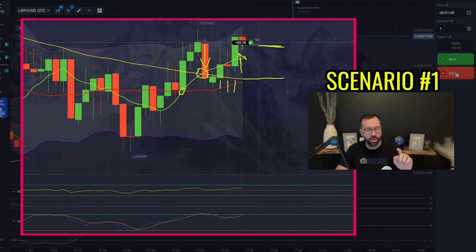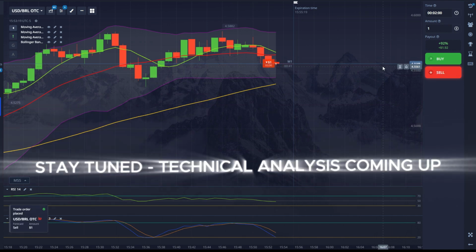This is scenario number 1, because there are a few scenarios. So just remember this one, use this to your advantage. Watch this over and over again, okay? This is me showing you how the trades work, how the strategy works, and we're gonna do some technical analysis and break the strategy down for you so that you can take your time to go through this on your own. Okay, let's go ahead and take this trade.